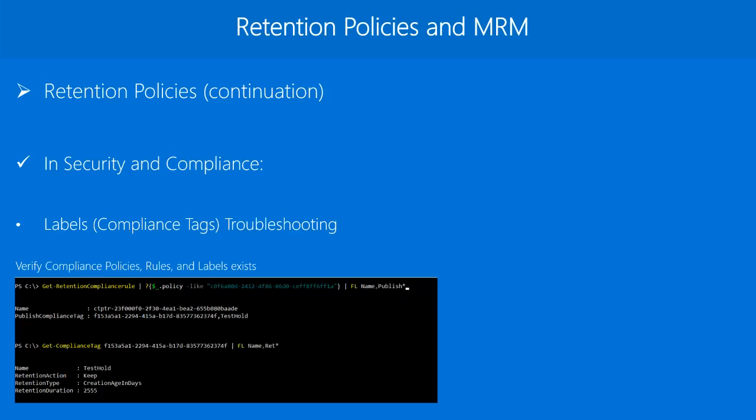When you run Get-ComplianceTag with the GUID of the compliance tag, you can get the details. What is the action defined? What is the retention type, meaning creation age in days, and retention duration? What is the duration till the time the content would be retained?